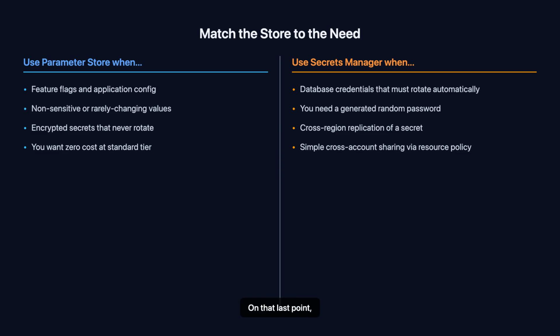On that last point, Parameter Store can share values across accounts too, but only advanced tier parameters and only through Amazon Web Services Resource Access Manager, which is more work to set up. Secrets Manager attaches a resource-based policy directly to the secret, so when a scenario stresses simple, flexible cross-account access, that's the cleaner answer.